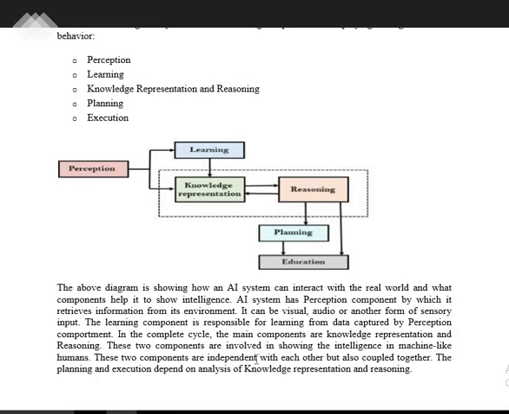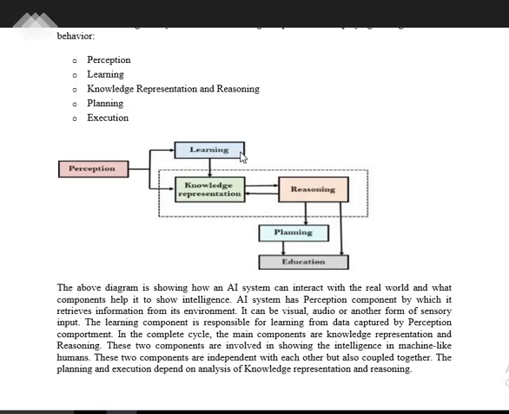The learning, these components are involved in showing the machine to be intelligent like a human being. Two components independent of each other behave in a coupled way. The planning and execution depend upon the type of knowledge representation and the reasoning that has been done. If the information gathered from the real world is an effective one, then the learning method will be successful.